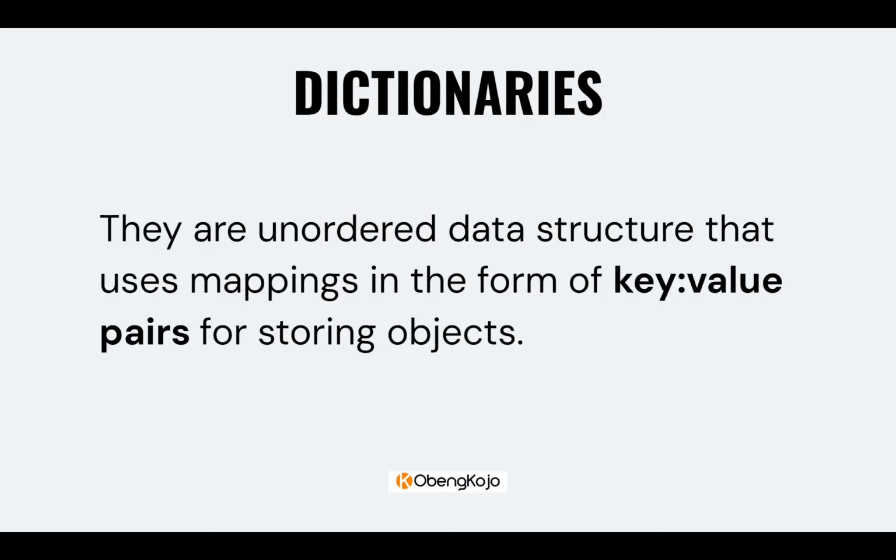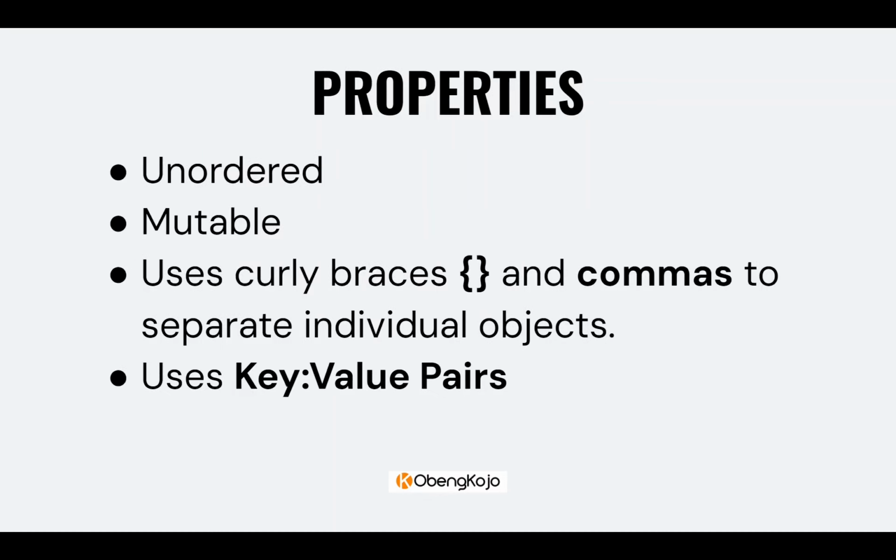Alright, so dictionaries are another data structure that employs what we call mapping in the form of key value pairs for storing objects. These are the basic properties of a dictionary.